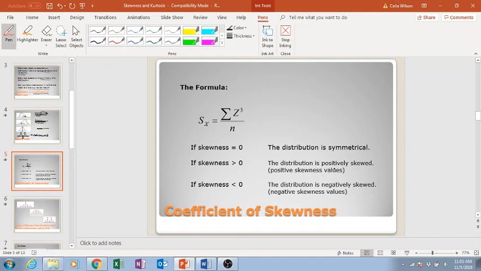If the tail's going toward the higher numbers, you'll have a skewness that's greater than 0. And if it's negatively skewed, you'll have a value less than 0. Luckily, the way they have these done is kind of intuitive. Negatively skewed is going to have a negative value. Positively skewed will have a positive value. Okay? So far so good?